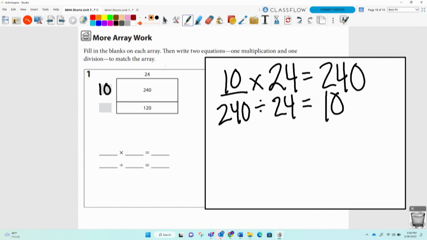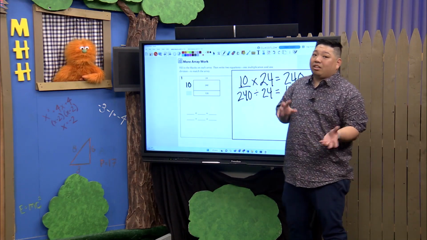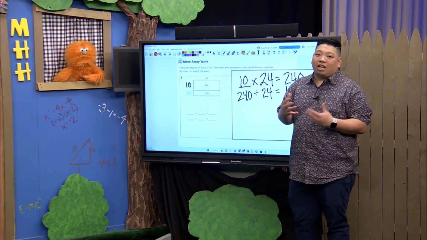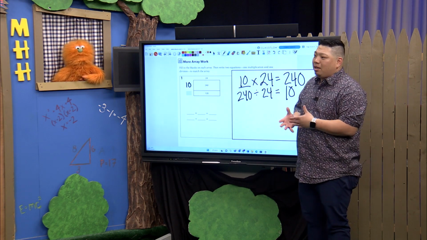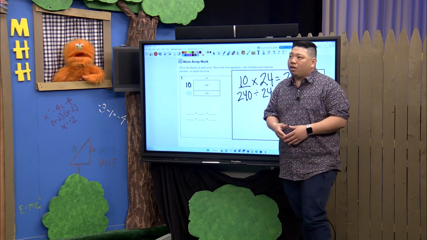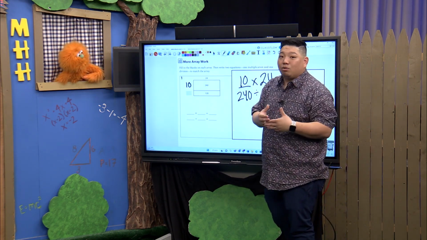So the big thing here, boys and girls, is you want to see that there is a relationship between multiplication and division, and we can go interchangeably based on what you know. We're going to use everything that you know to help find out what you don't.